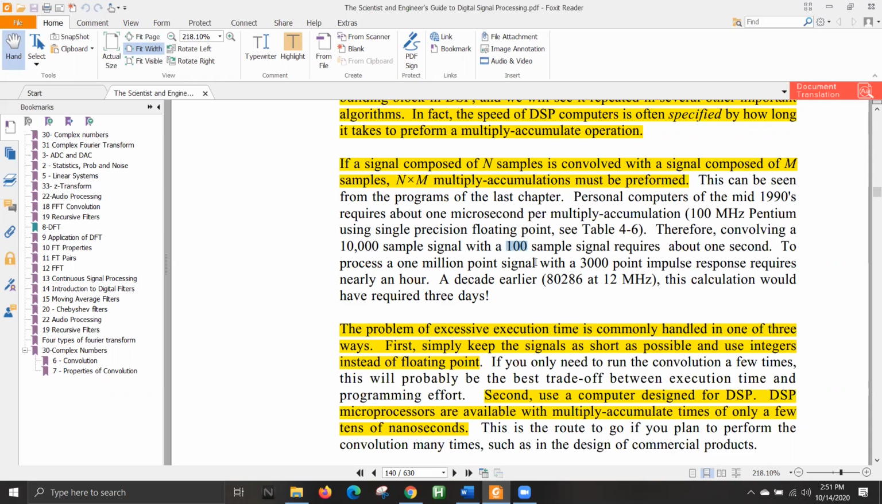If you are performing filtering, you'd have to perform the convolution, right? So in that case, it would take a long time to perform the filtering. So usually what happens is, this type of excessive execution time is commonly handled in one of three ways. The first is to simply keep the signals as short as possible and use integers instead of floating points.